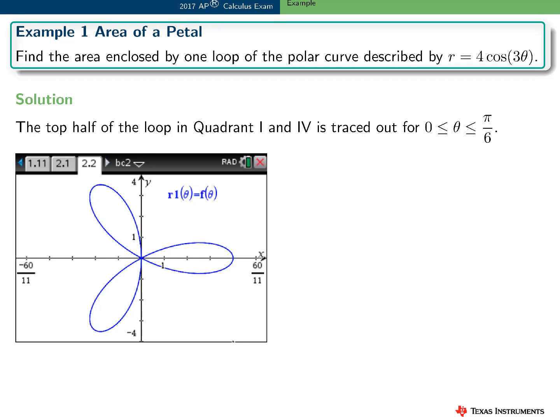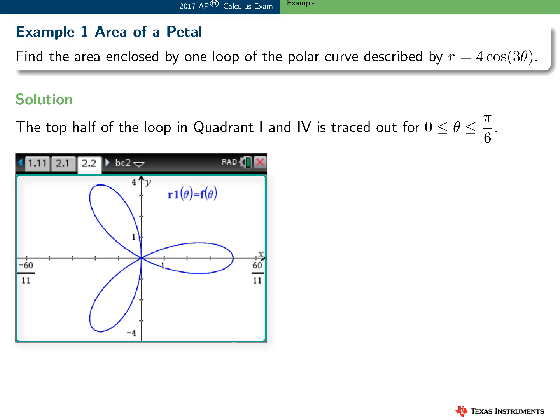Let's see if we can find the area enclosed by one loop of the polar curve described by r equals 4 cosine of 3 theta. Well, here's a graph of this polar equation, and I'll consider the loop in the first and fourth quadrant. The top half of this loop is traced out for theta between 0 and pi over 6. So I'll find the area of the top half of that loop and double the answer to find the total area of one loop.